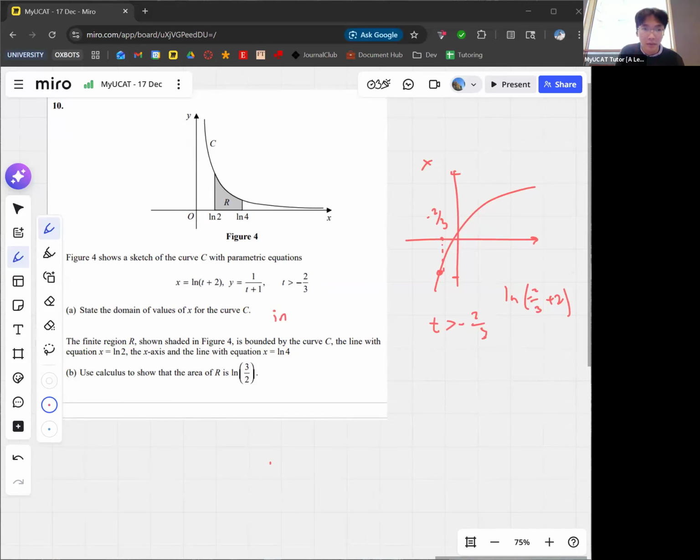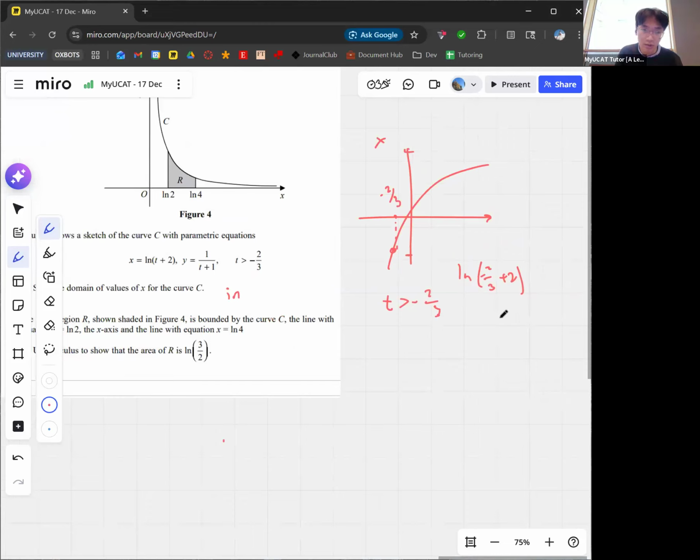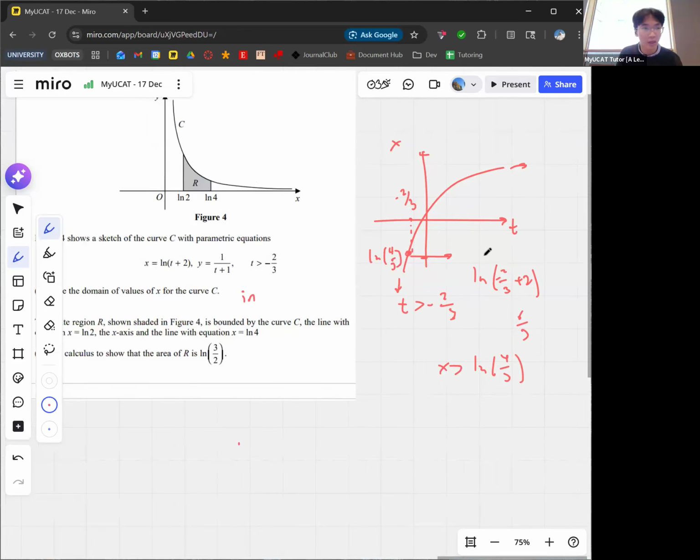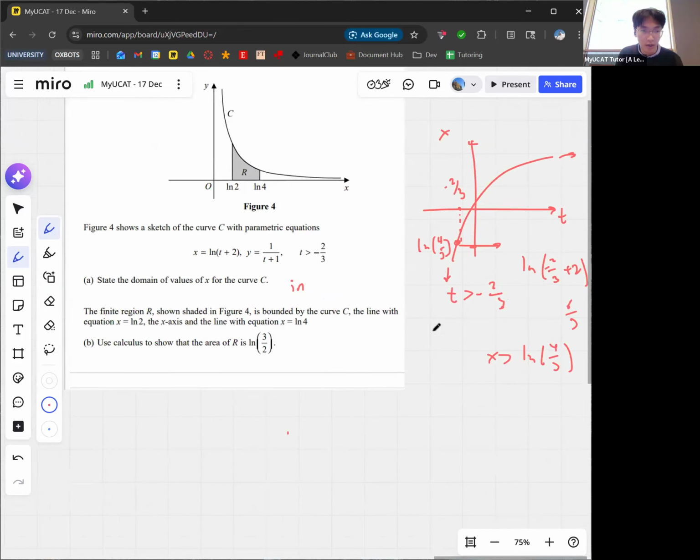Yeah. So it would be x, so minus 2/3 plus 2, which is 4/3. Because natural log of 4/3, so x is greater than natural log of 4/3. And I see that because I've drawn the curve, and this natural log goes way down here and way up here. So if all my t values are only from this onwards, all the x values I get are just from natural log of 4/3 onwards. Right. And so that's my domain of values.